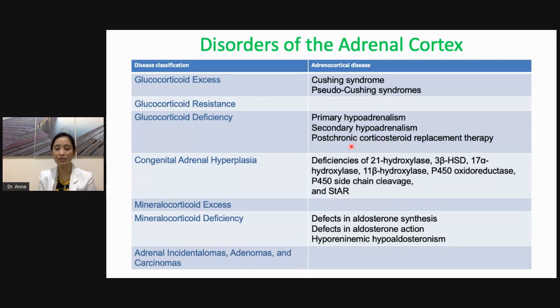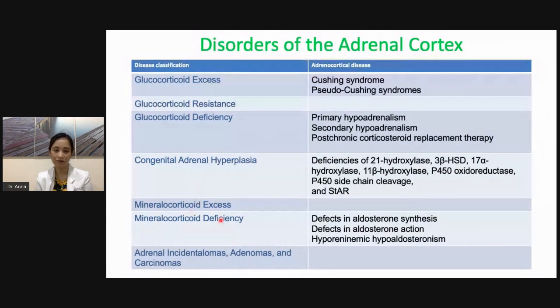You can also have post-chronic corticosteroid replacement therapy. That's also a form of secondary hypoadrenalism among patients who have been on long-term corticosteroid therapy, resulting in prolonged suppression of your hypothalamic pituitary adrenal axis. And of course, there's your congenital adrenal hyperplasia. This is a spectrum of diseases caused by deficiencies in the different enzymes in your steroidogenesis. We will have a separate lecture on that as well, as part of this lecture series.